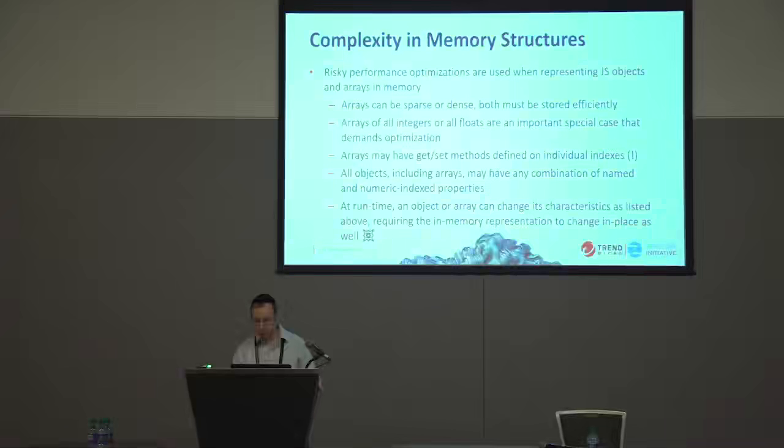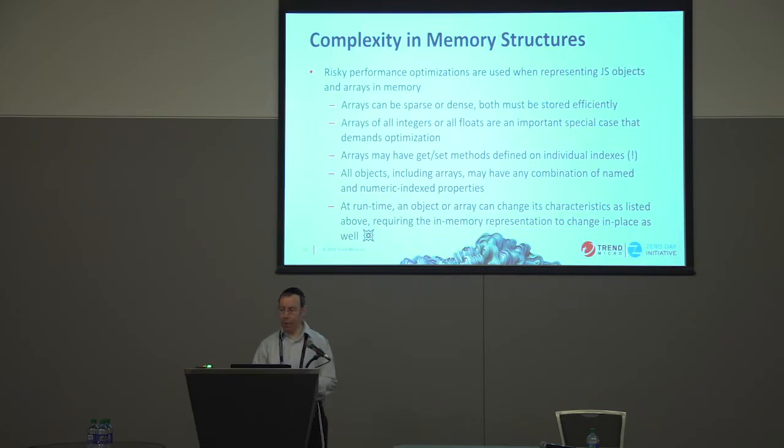For example, when storing a JavaScript array, the data structure must be able to efficiently represent both sparse and dense arrays. A sparse array is an array that contains values at various indexes with gaps in between the indexes where values are defined, as opposed to a dense array, which is the more traditional sort of an array, where there is a single continuous range of indexes where values are defined. And if the array contains all integers or all floating point numerics, those are very important special cases that have to be optimized for.